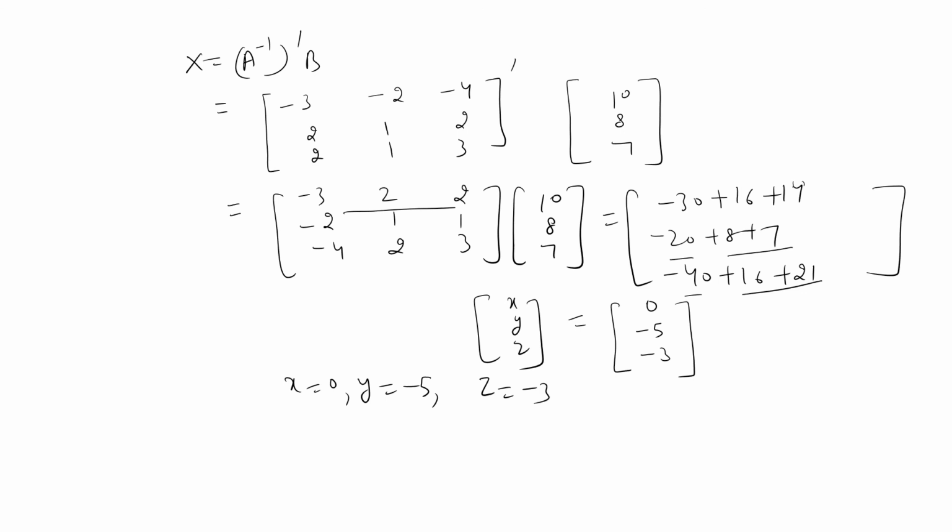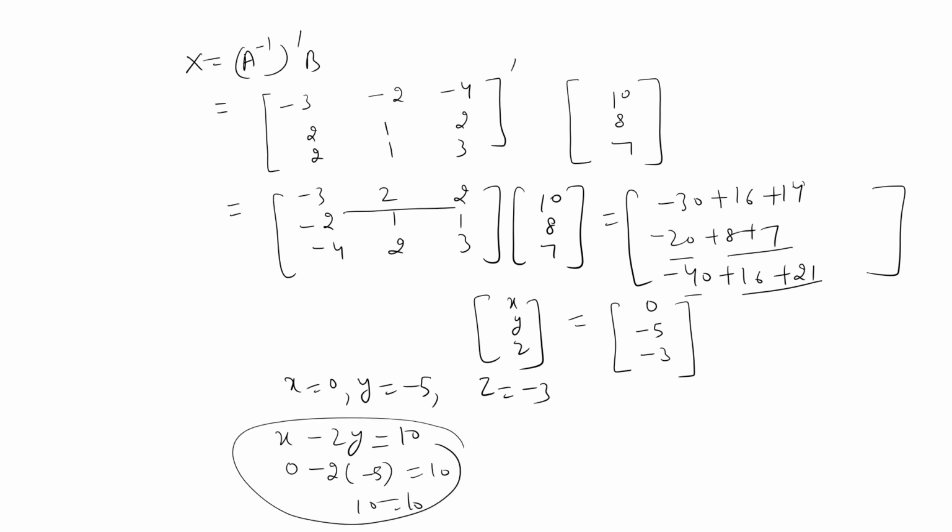So let us reconfirm from any of the equations. X minus 2y is equal to 10. This was the first equation. So X is 0, minus 2 into your minus 5, is equal to, yes, 10 is equal to 10. So it is verified that this result is true.